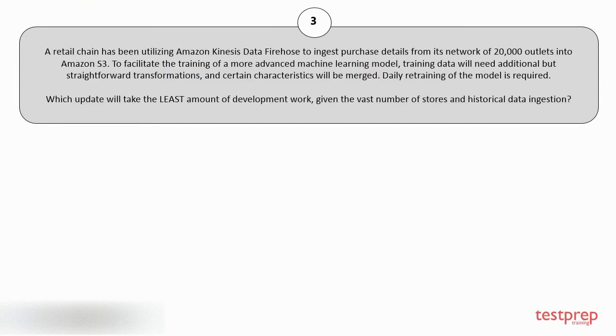Question number 3. A retail chain has been utilizing Amazon Kinesis Data Firehose to ingest purchase details from its network of 20,000 outlets into Amazon S3. To facilitate the training of a more advanced machine learning model, training data will need additional but straightforward transformations, and certain characteristics will be merged. Daily retraining of the model is required. Which update will take the least amount of development work, given the vast number of stores and historical data ingestion?